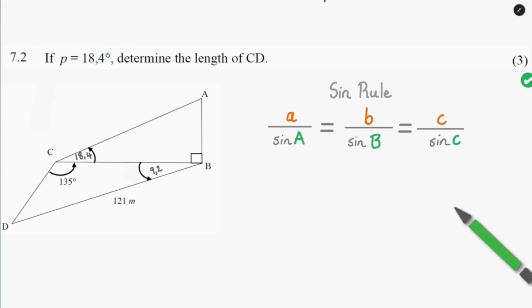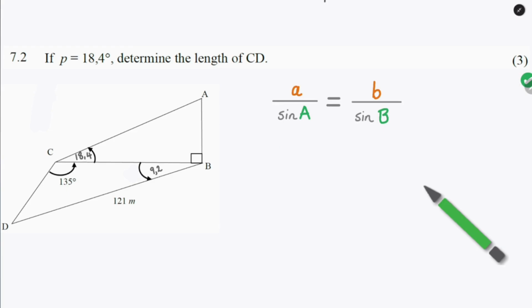So I'm going to scrap the C's. Then I normally start with the thing I'm trying to find, the thing I'm trying to solve for, the side length I'm trying to get. So I'm trying to get the length of CD. So I'm going to put CD in A's place here. So let's go ahead and make that change.